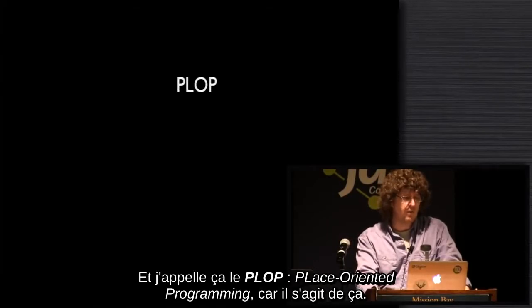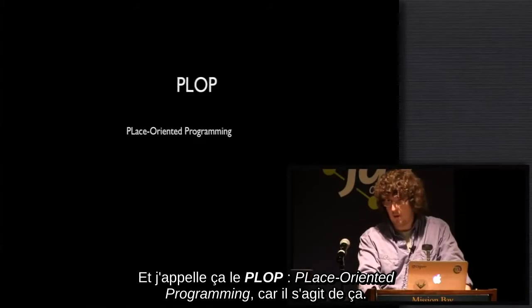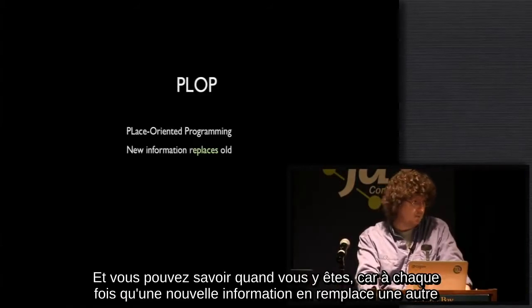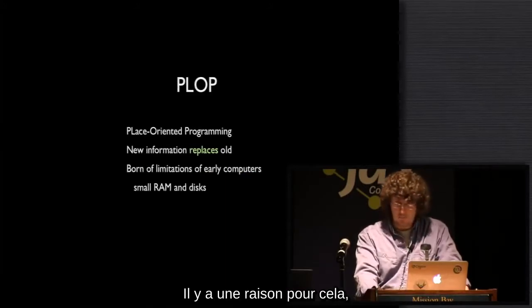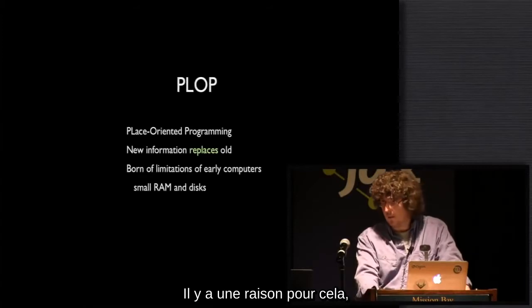I have a term for this, which I call PLOP, place-oriented programming. And you can tell when it's going on, because anytime new information replaces old information, you're doing place-oriented programming. There's a reason we do place-oriented programming.